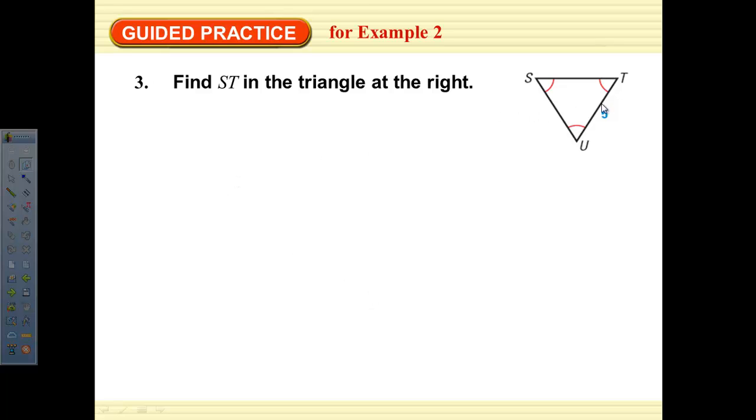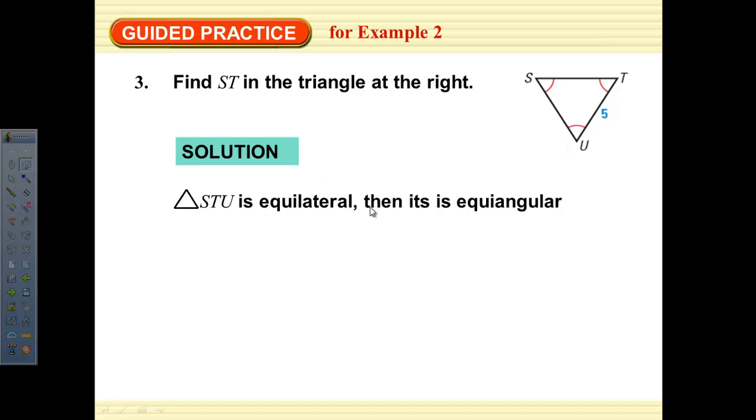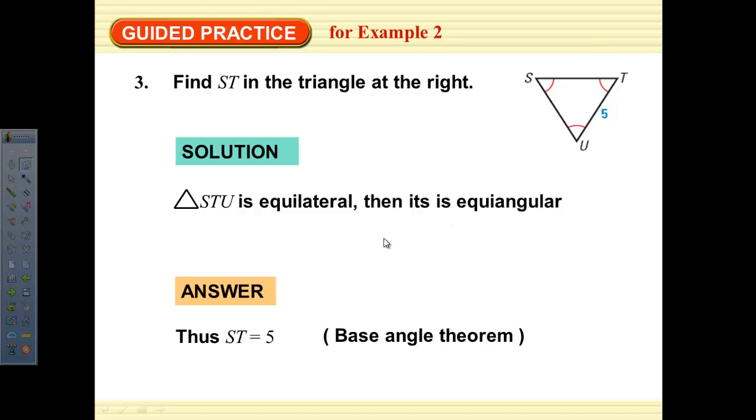Now here we want to find the length of ST. Hopefully this is a pretty easy problem. If this is equiangular, then it's also equilateral. So ST is 5, and SU is also 5 here. And again, if it's equilateral, it's equiangular. So ST is equal to 5.